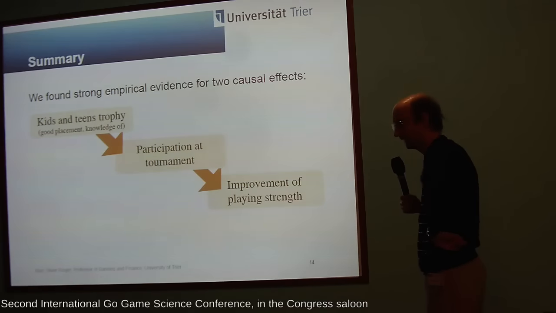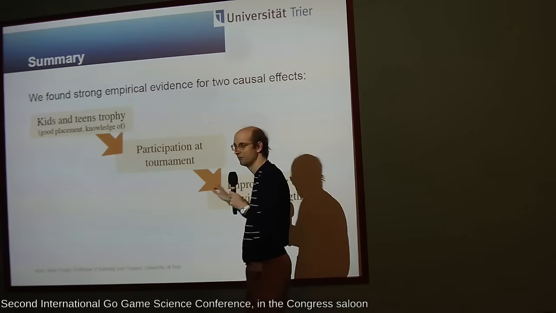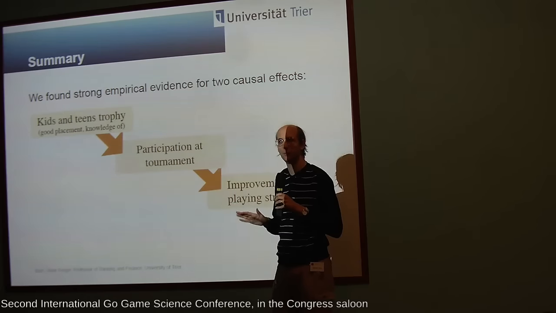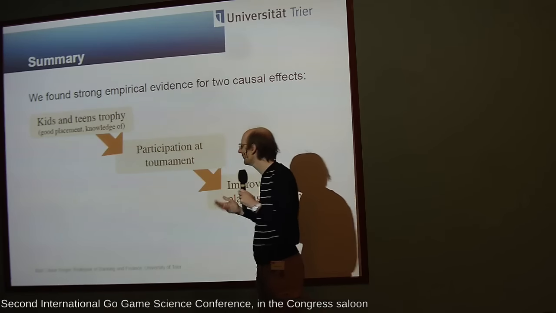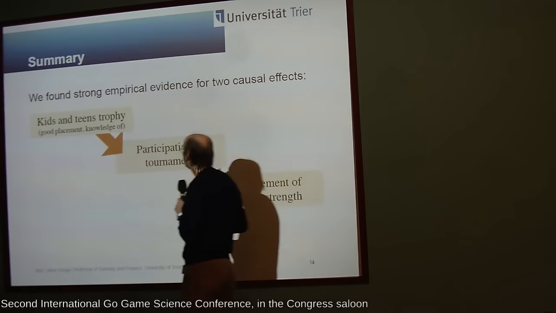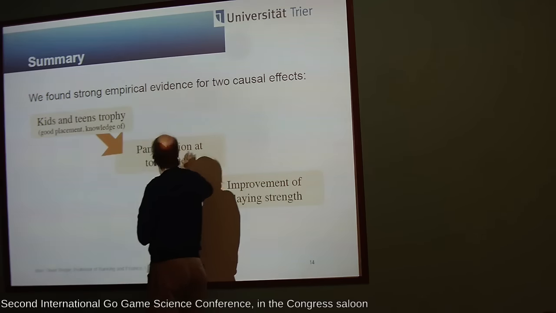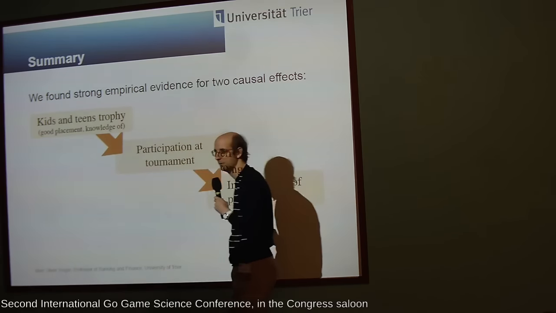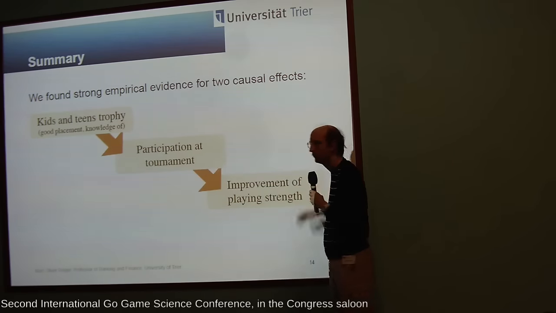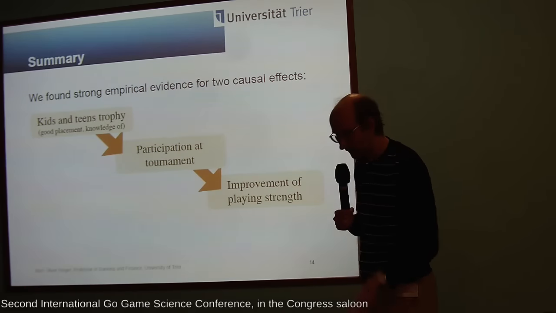So ultimately, if we sum up, we found that two causal effects seem to be there. Well, you know, with regression analysis and causal effects, you always have to be careful, but we controlled for many factors, and we also had some time lag in some of the analysis, so I'm quite confident about that. The Kids and Teens Trophy indeed helps to increase the tournament participation of children, and that in turn helps them to improve their playing strength. So what can we learn from that?